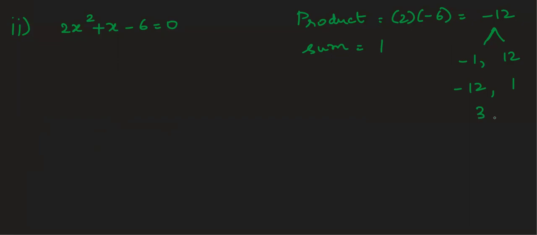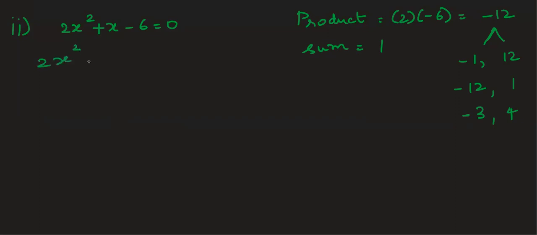So let's try 3 4s are 12. But then when I add them, I should get 1. So how do I get this one? Let's make this one minus. So minus 3 plus 4, I will get the answer as 1. And if I multiply them also, I'll get the answer as -12. Okay, so let's split them.